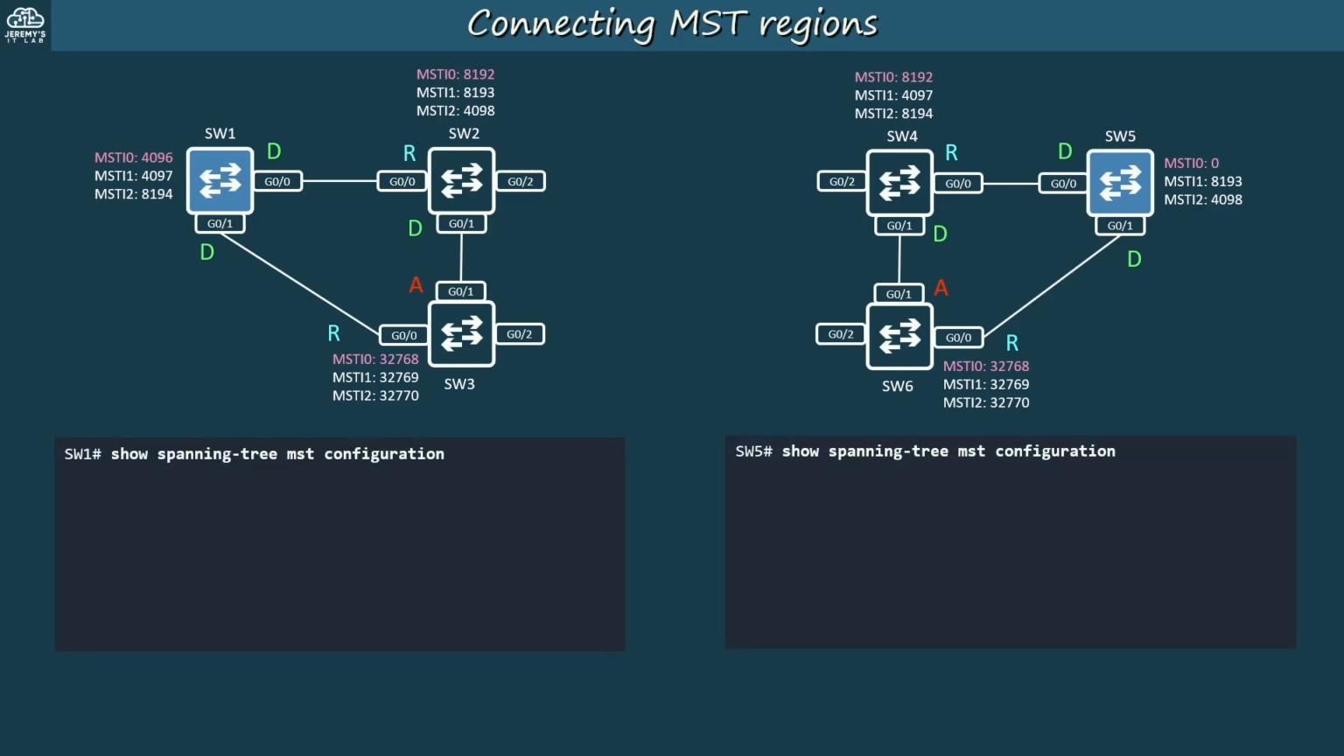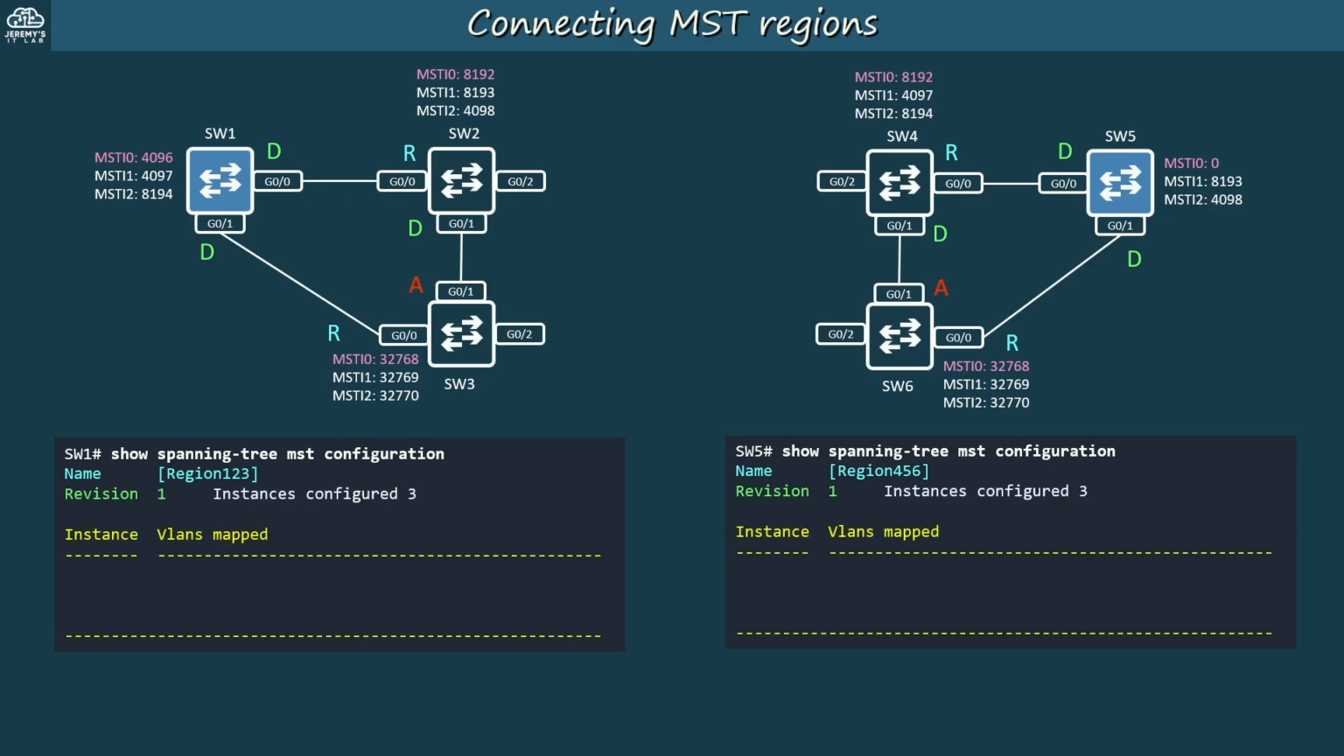Okay, let's view the configuration of each region. The regions on the left and right are named Region123 and Region456, respectively. They both have a revision number of 1, and let's compare their VLAN mappings. Both map VLANs 1 to 50 to MST instance 1. So VLANs 1 to 50 stretch across the entire LAN, including both regions.